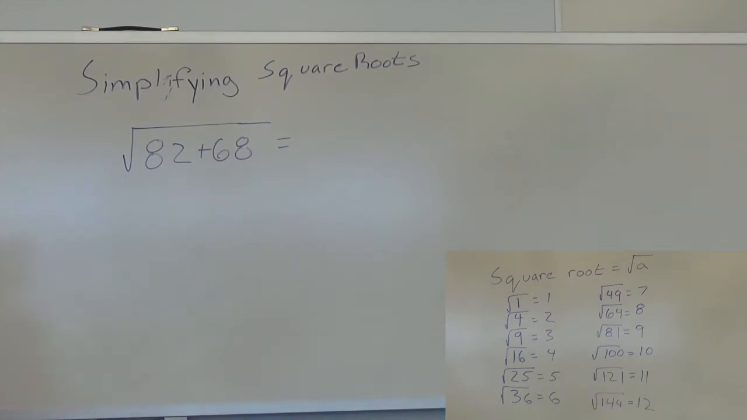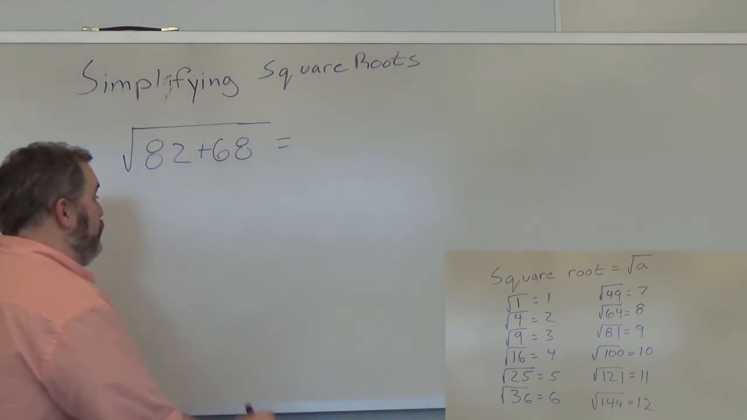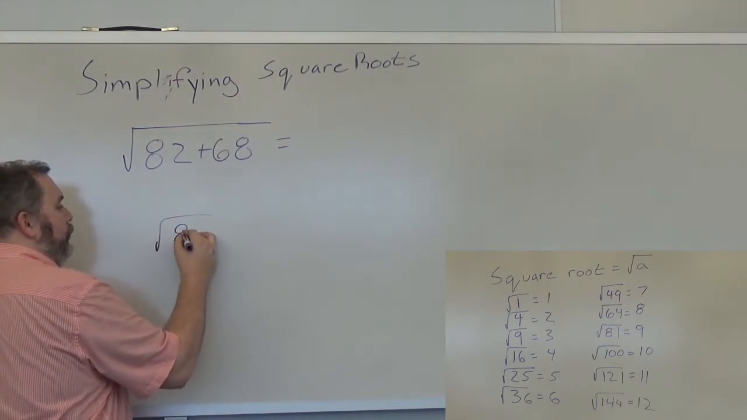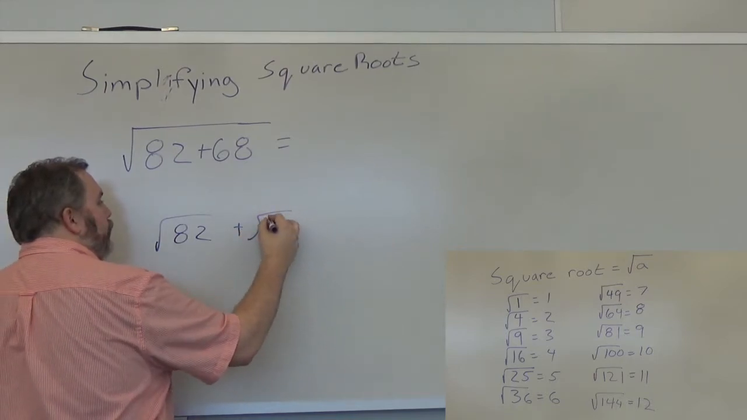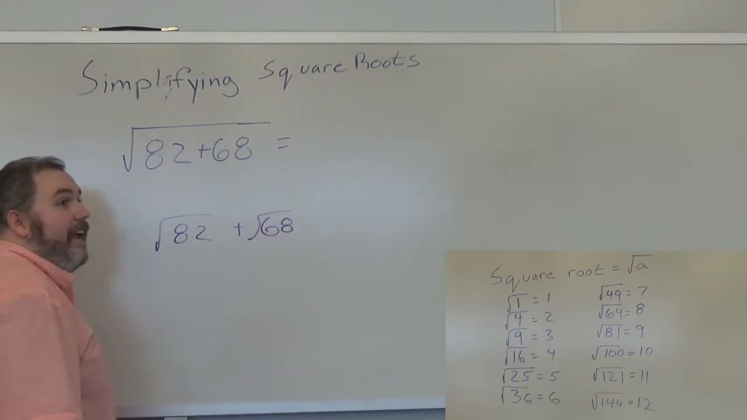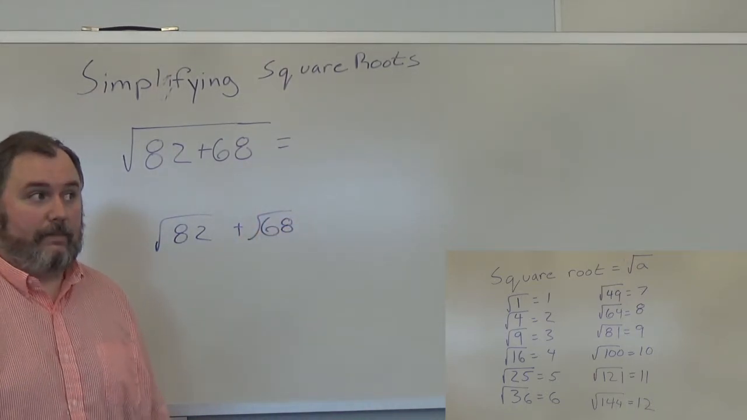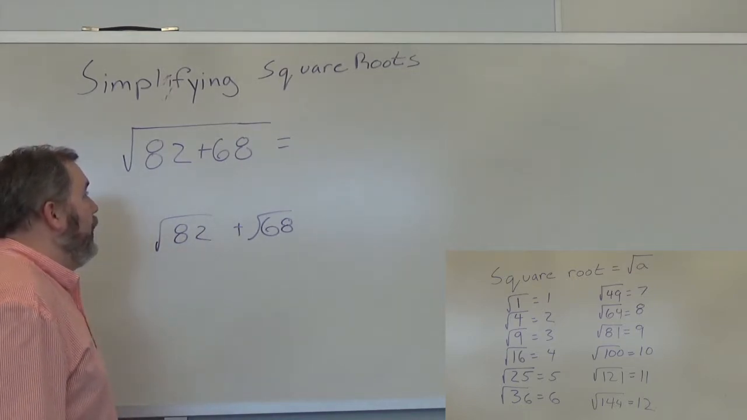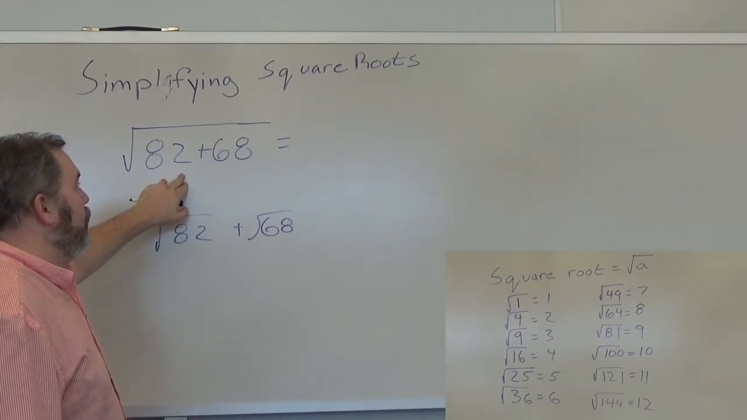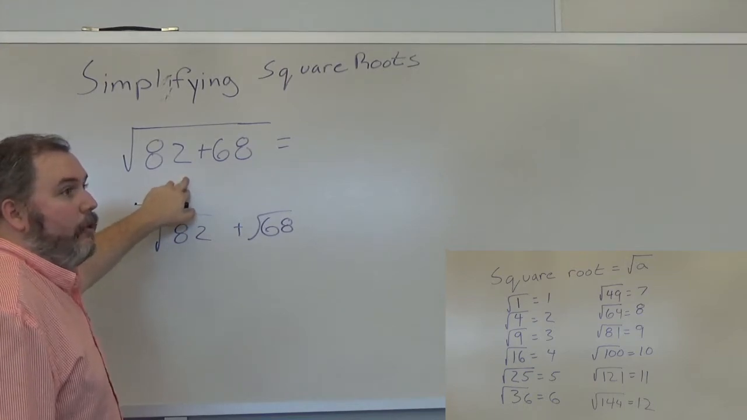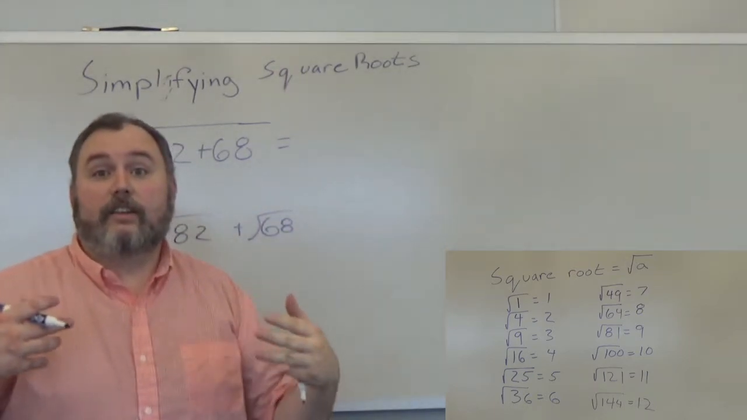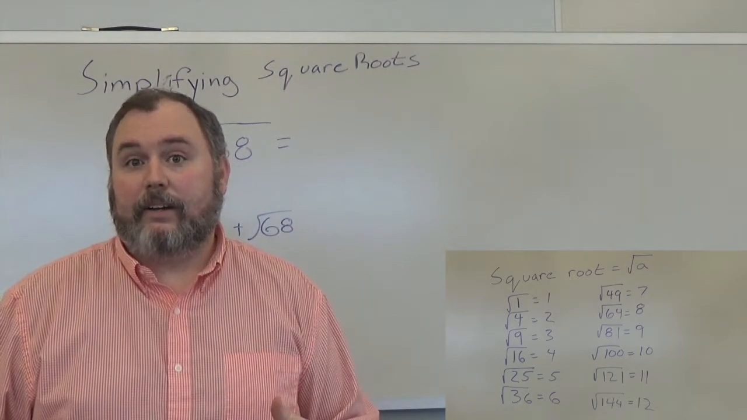Alright, now we have the square root of 82 plus 68. Your instinct might be to break it up individually and find the square root of 82 plus the square root of 68, but you can't do that. It won't work, mathematically speaking. The reason being, both of these are under the radical sign, and because it's an addition piece, we can't factor.